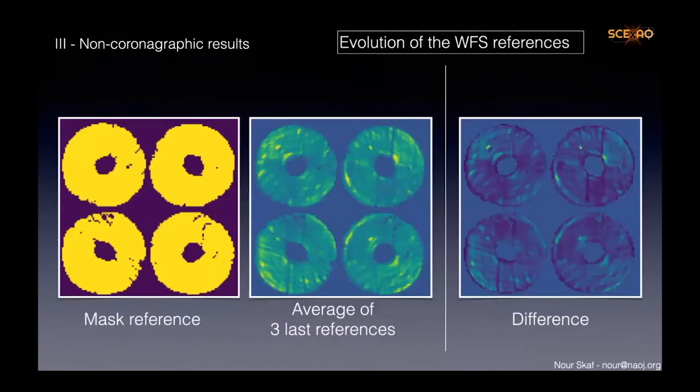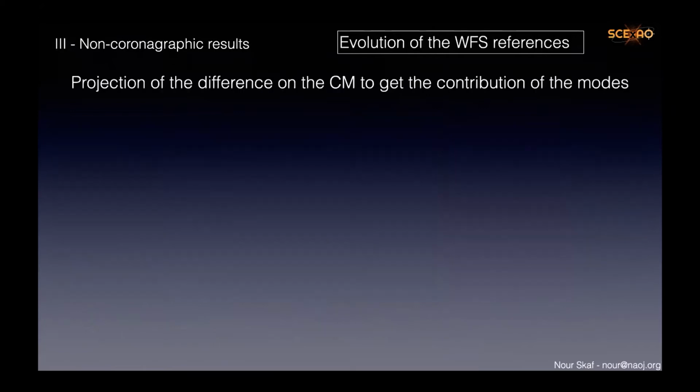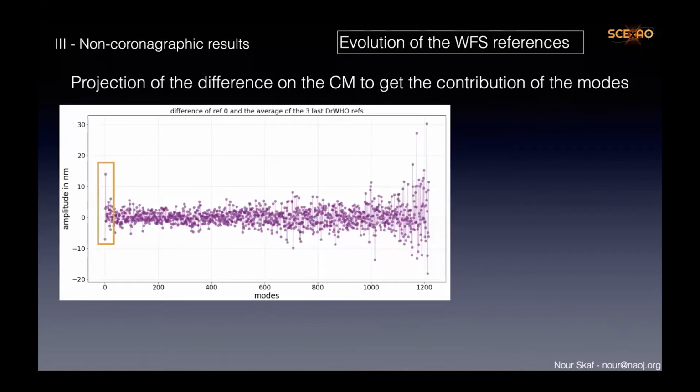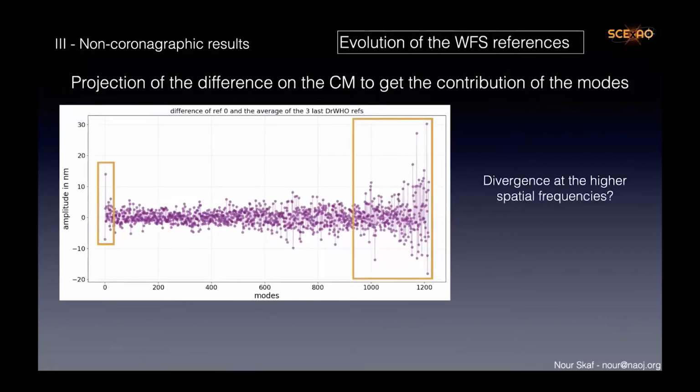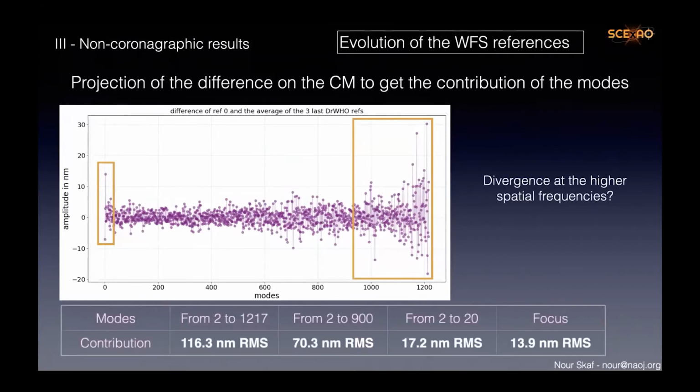All right. And once that was done, we looked at the evolution of the wavefront sensor reference to see what the modal projection could be. So we did project the reference over the control matrix to get a contribution of modes. What we see essentially, as you see here on the left, is that the lower-order aberration modes are the main contributions. There were things happening for the higher modes, which makes sense. We don't actually try to correct them here. And the main correction was actually on the focus, with an almost 14 nanometer RMS correction.